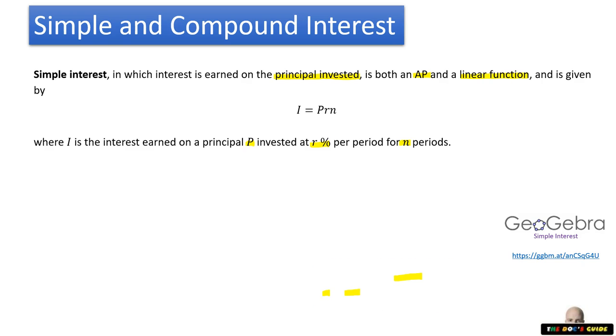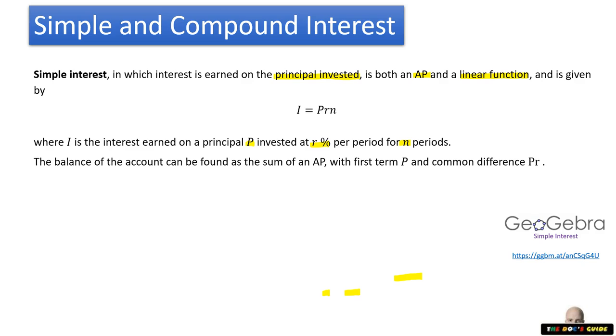As a result, the balance of the account can be found as the sum of an AP, with the first term P and the common difference PR. So the graph of balance against period looks like this. So we have our initial amount invested, and every period the graph goes up by PR. So in other words, over n periods the graph will go up by PRN. And clearly that is a linear function.